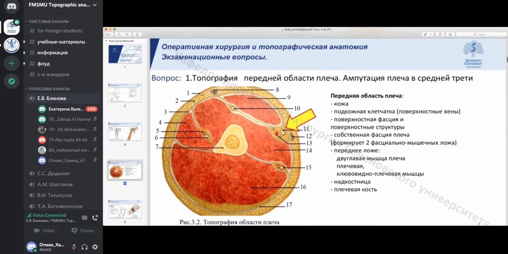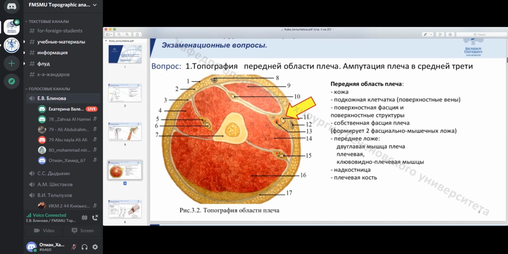The proper fascia covers the arm on all sides and gives two septa which attach to the humerus and divide the arm into two muscle compartments: an anterior compartment and a posterior compartment. The anterior compartment contains the biceps brachii muscle, coracobrachialis muscle, and brachialis muscle. The posterior compartment contains the triceps brachii muscle. The muscles of the anterior compartment are supplied by the musculocutaneous nerve, the posterior compartment by the radial nerve.